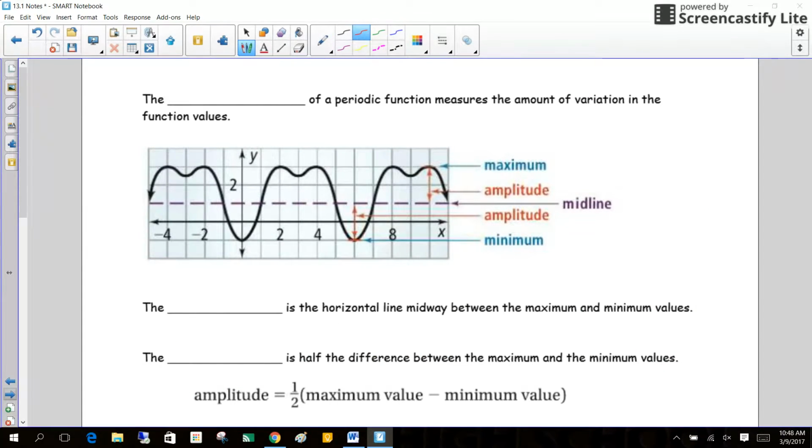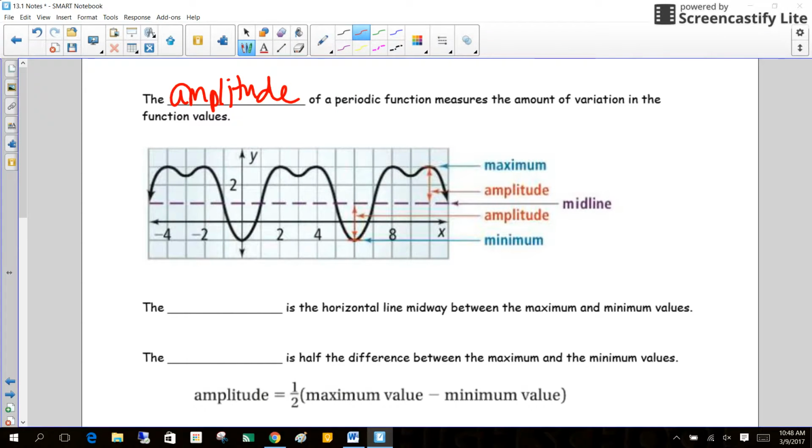Some more vocab to think about is every periodic function has an amplitude. So the amplitude of a periodic function measures the amount of variation in the function's values. AKA, we're looking for the distance between your maximum and minimum values, and we're going to cut it in half.